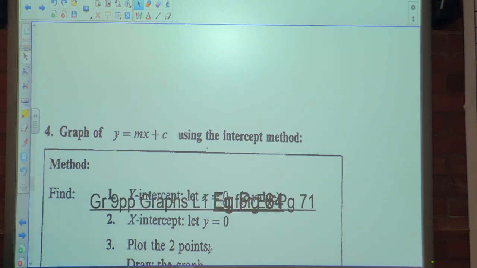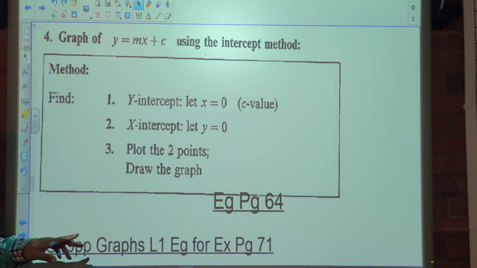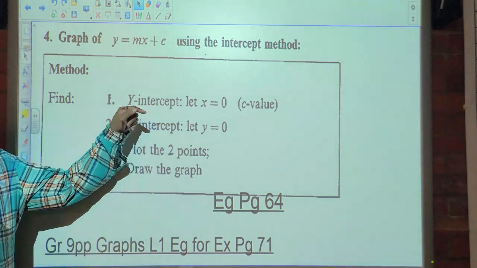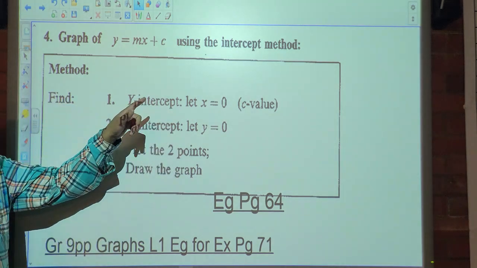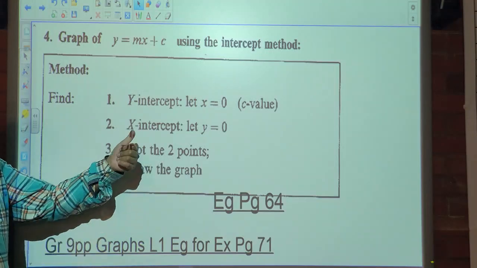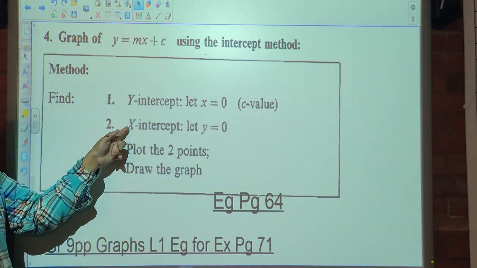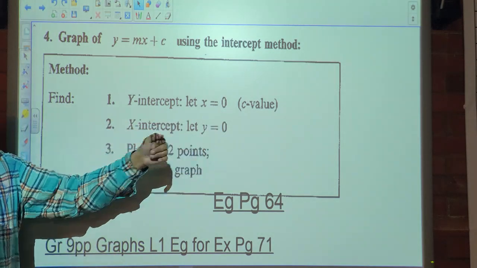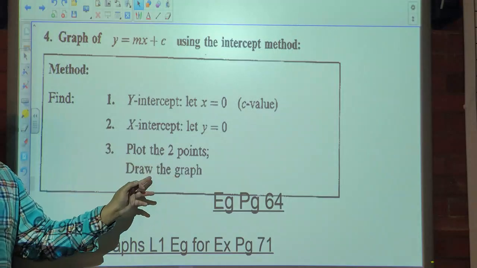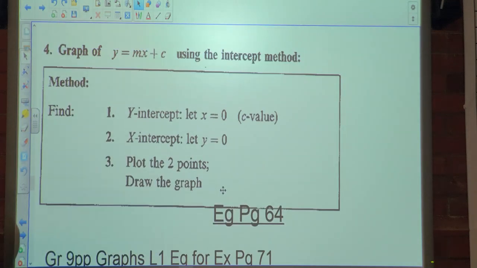Then we are told here to draw the graph of y is equal to mx plus c using the intercept method. Okay. And this is the method we are applying all the time. Not so? So for the method, you work out your y-intercept. How do you work out the y-intercept? We let x equal to 0, then you get your c value. Number 2, your x-intercept with y equal to 0. And thirdly, plot the 2 points and draw the graph. That's what we're doing all the time. Okay? Looking at this for the first time, this would be the notes you'll be making on this one.